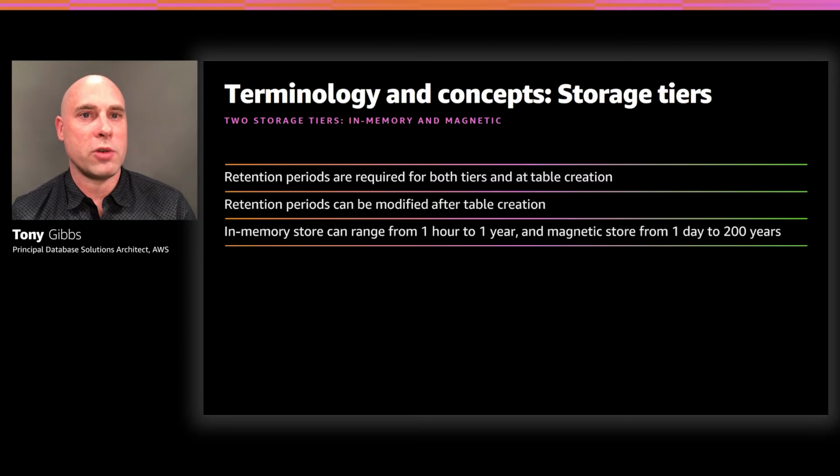But you do have to have a retention time period for each of the tiers. So in the in-memory tier, you have to have a minimum of 1 hour retention period. And on the magnetic tier, a 1-day retention period is the minimum. And then you can modify that up. The nice thing is these retention time periods can also be modified after the fact. So you can start out with one retention period, and later, as you're using Timestream, you can adapt these depending on your requirements.